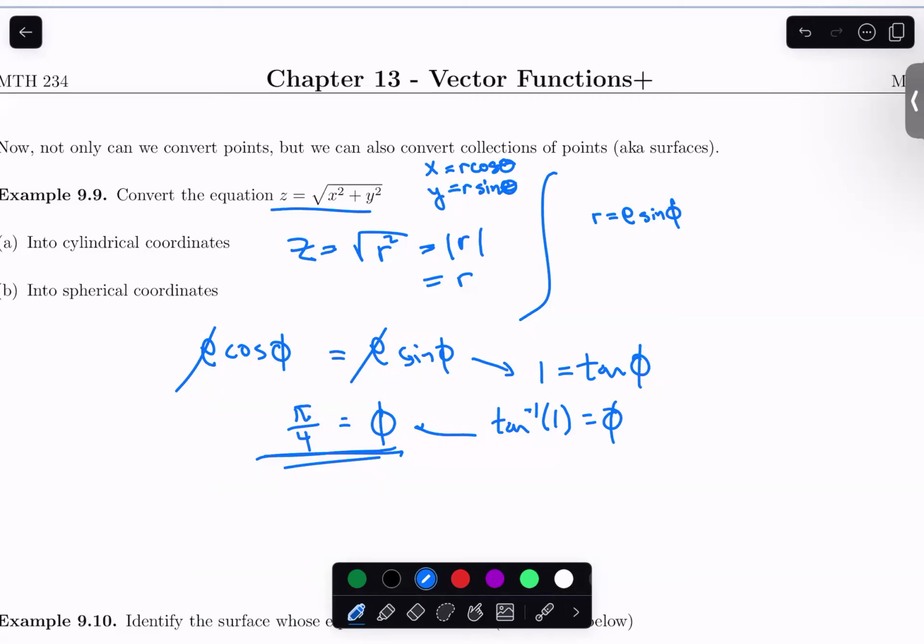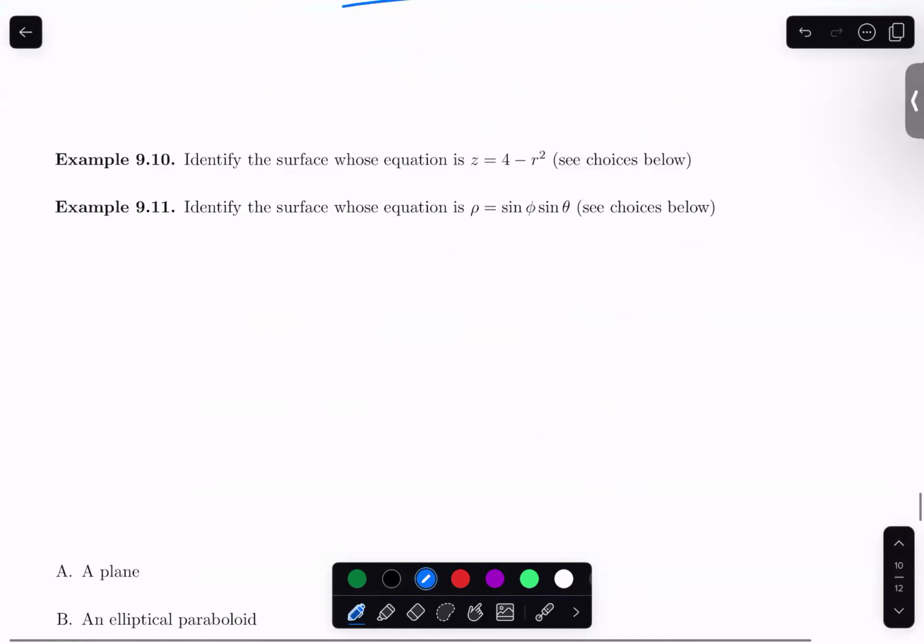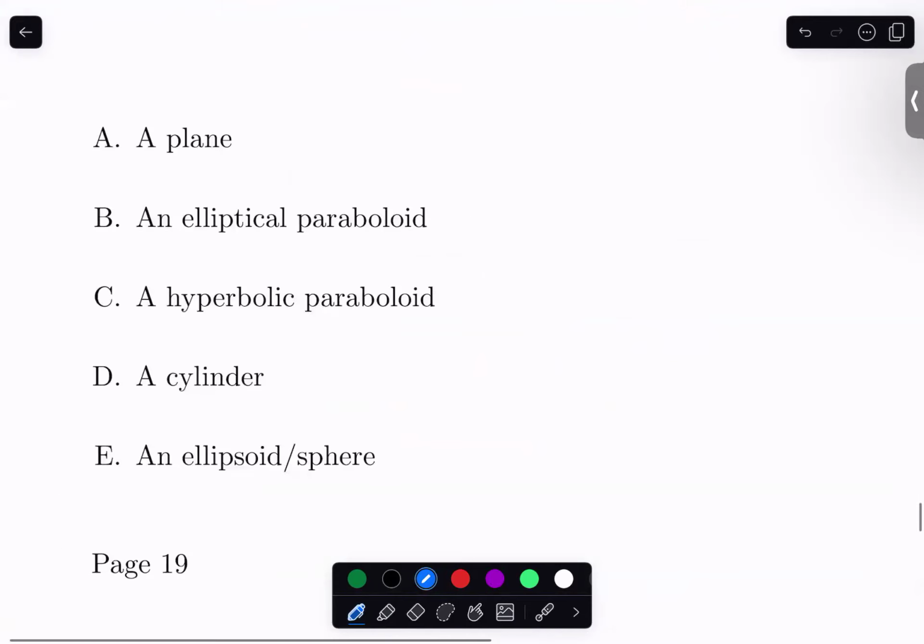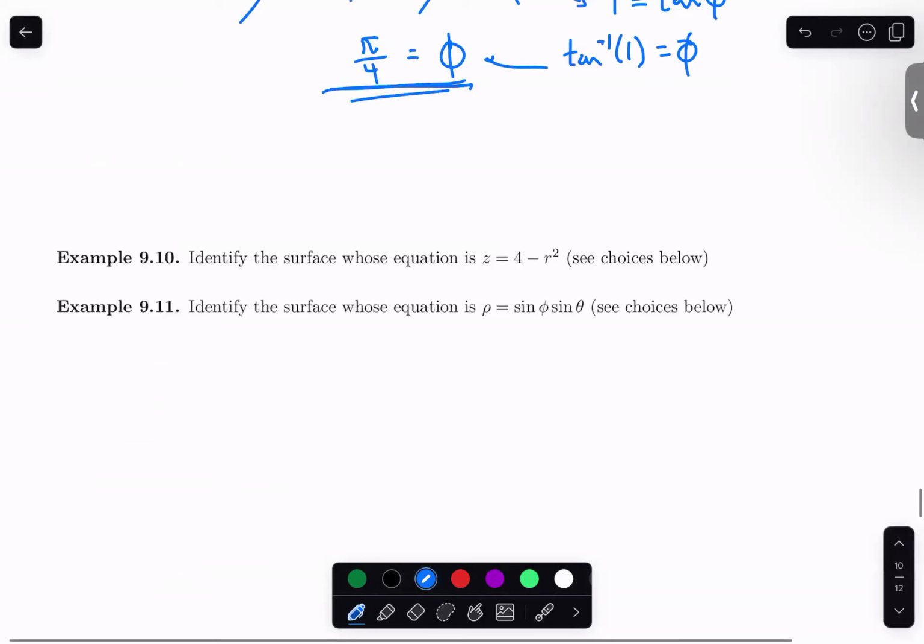Well, I have some multiple choice problems for us here. Maybe I'll do the first one, and I'll let you guys do the second one. I've set these up almost in a multiple choice style for a quiz or an exam, and I've written them as identify the surface whose equation is. The first one looks like it's in cylindrical, and the second one looks like it's in spherical. This first one has z's and r's. It doesn't happen to have any thetas, but I don't see any x's and y's. And the second one has rhos and phis and thetas, so that one's definitely in spherical.